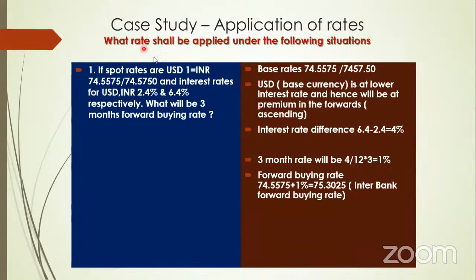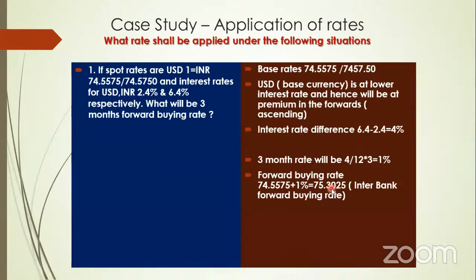Which is at premium? The currency with the lower interest rate will go on increasing; the currency with the higher interest rate is at a discount. Last step, calculation. Key in 74.5575 in the LCD screen of your small calculator. Press the plus button and key in 1. Then press the percentage button. In the calculator itself, you will get the answer. Are you getting it or not? 75.303, exactly, 75.30.